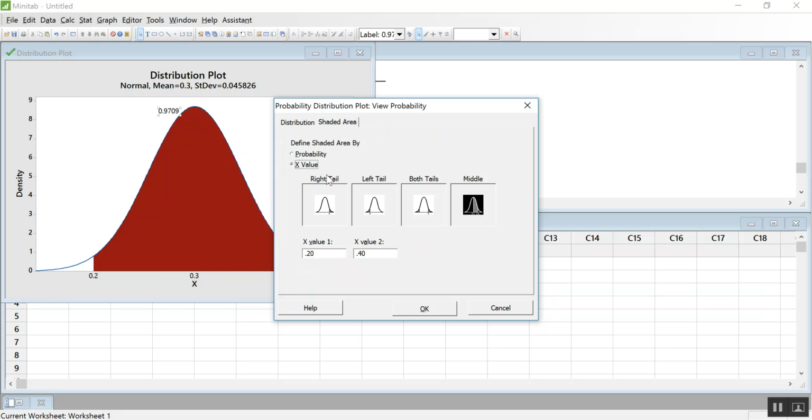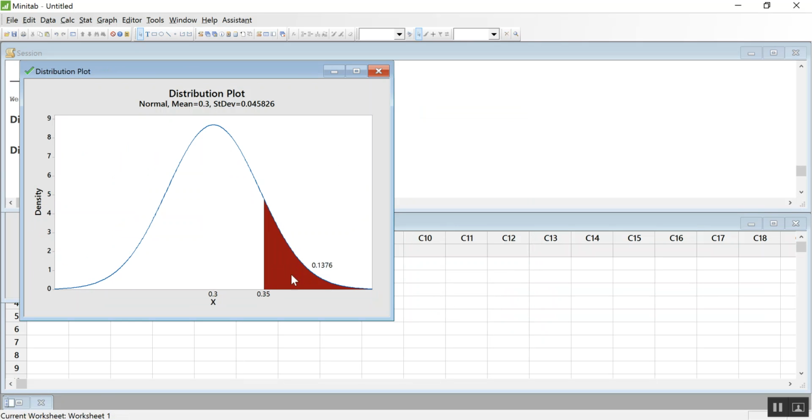I'm going to go ahead and hit Shaded Area. It's still set on X value, which is good because I want to know if it's greater than 0.35. So I'm going to click the right tail because it's going to shade the area to the right, or things that are greater, which would be things greater than 0.35. I'm going to go ahead and hit OK. And let's see, where is it? Oh, 0.1376. It's not very big.